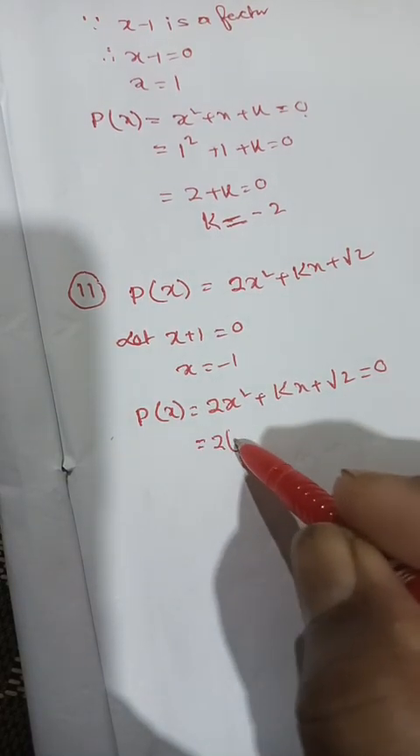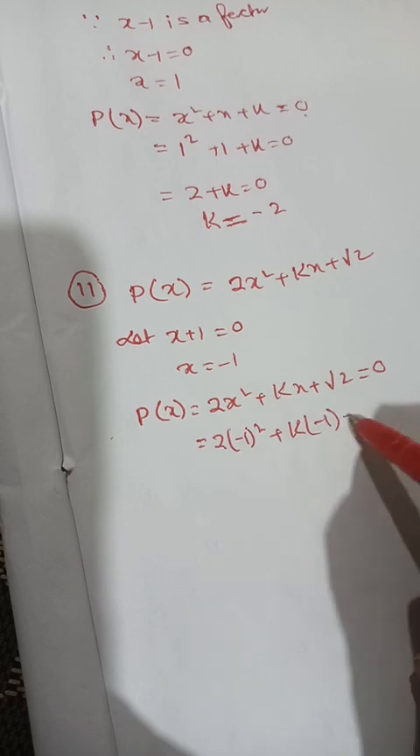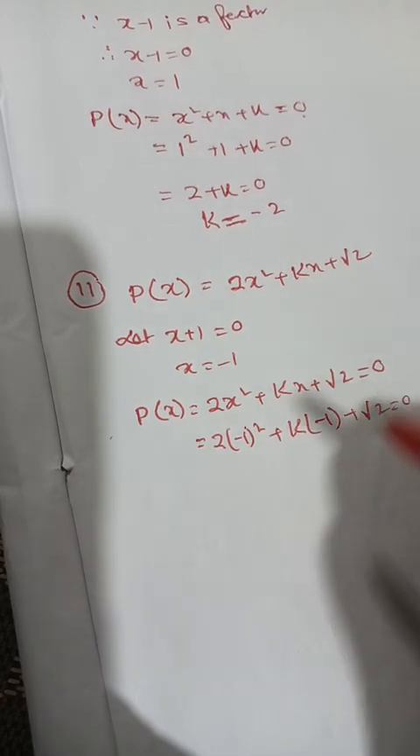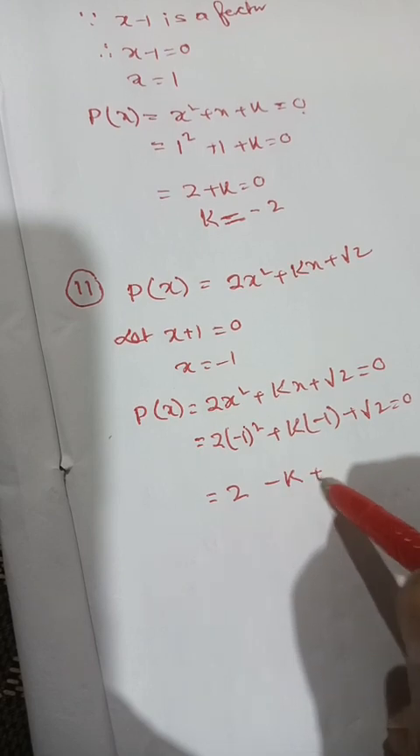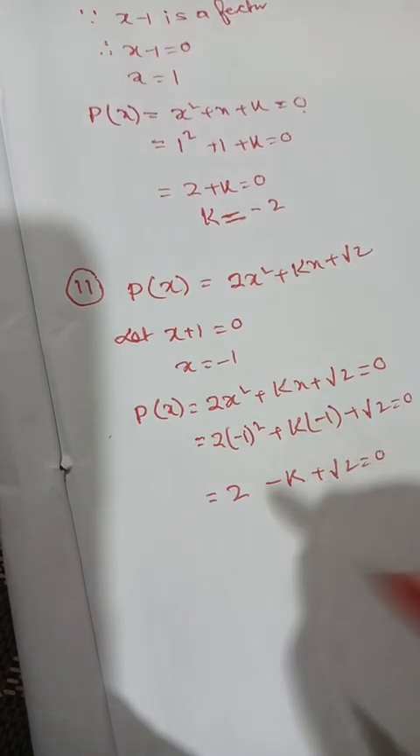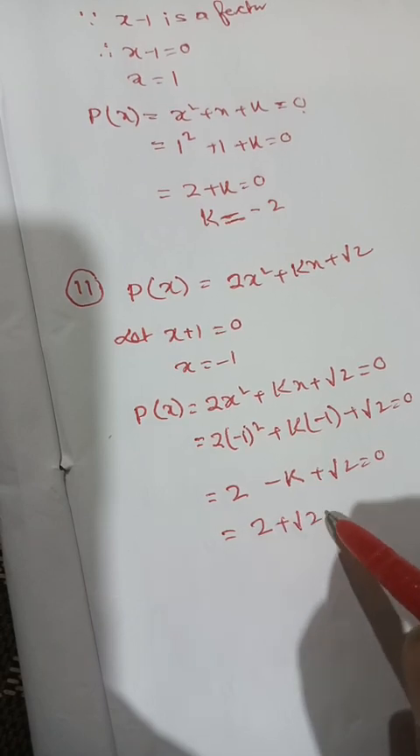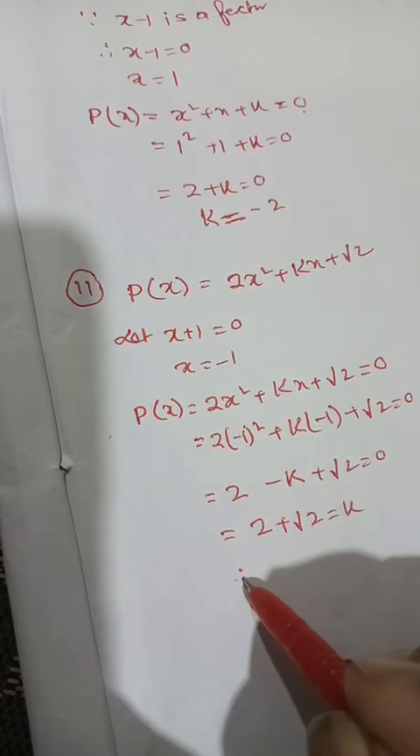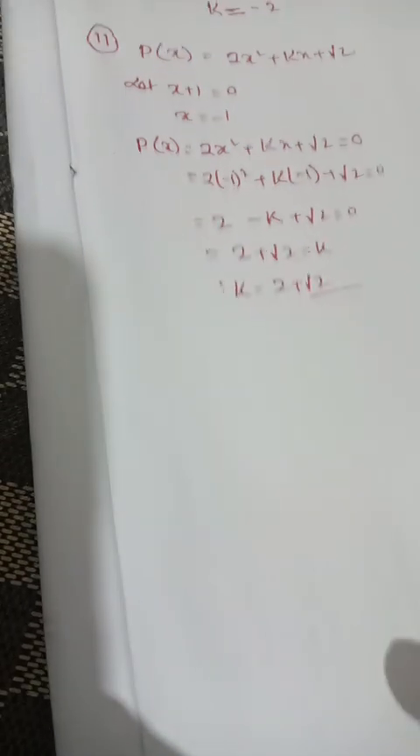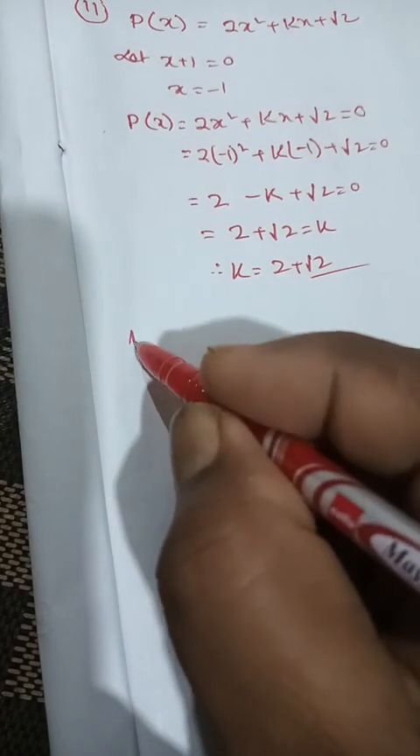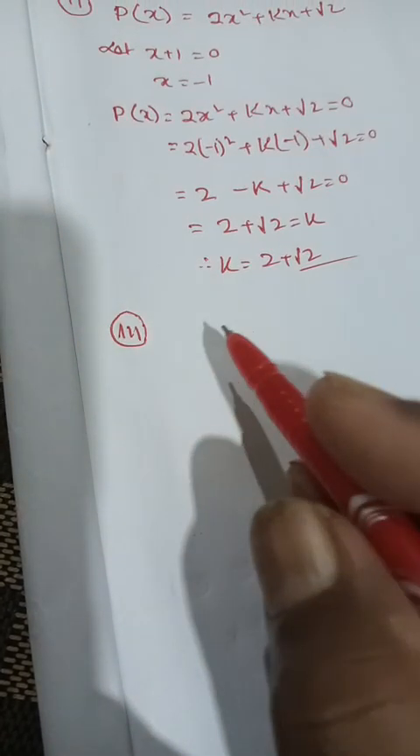Therefore you write 2 into minus 1 whole square plus k into minus 1 plus root 2 equal to 0. So this can be written as 2 minus k plus root 2 equal to 0. Therefore, by changing sides we can write 2 plus root 2 is equal to k. So the value of k is 2 plus root 2. Number 2 complete. Another question, number 3.